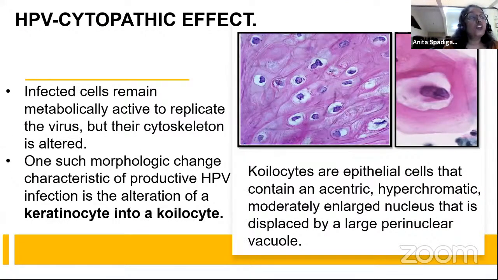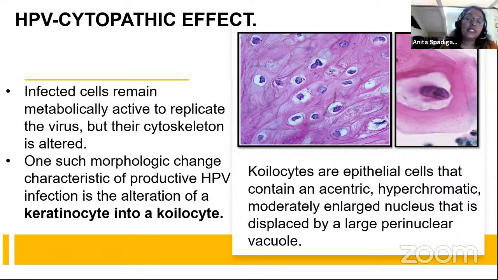So when it comes to the human papilloma virus, we are looking at what is known as the HPV cytopathic effect. What we see here is that the infected cell remains metabolically active so that the virus can replicate, but there is evidence of change in the cytoskeleton, something that we can pick up. Because of these changes produced by the HPV virus as a productive infection, it changes a keratinocyte, that is the epithelial cell, into a coelocyte.